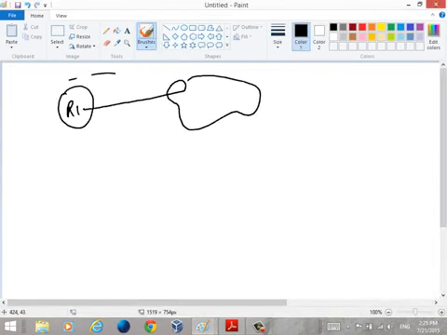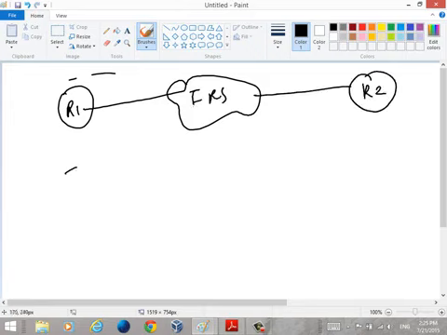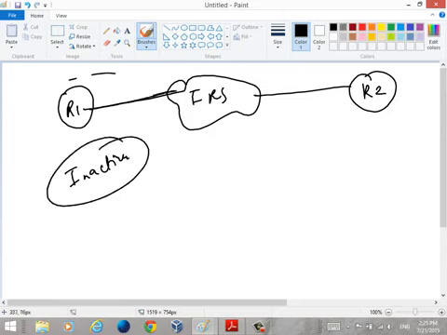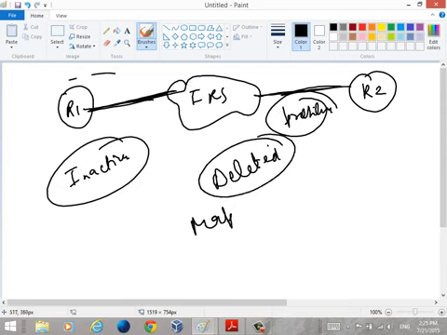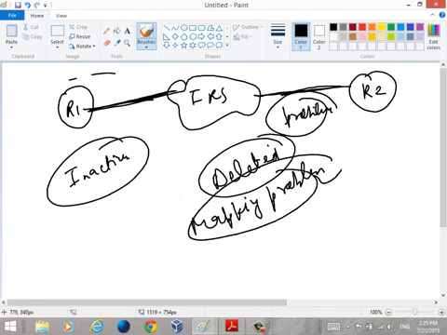R1, this is FRS, this is R2. You will find inactive state only when from R1's perspective all things are fine, but there is some problem. You will find deleted state when there is some mapping problem. Fine. So that's all for frame relay. Just the basic parts.